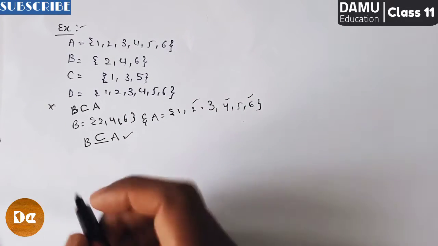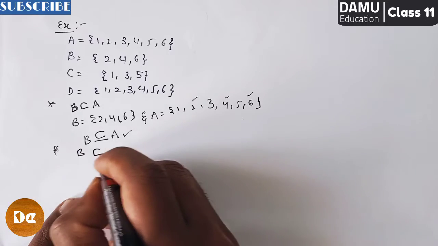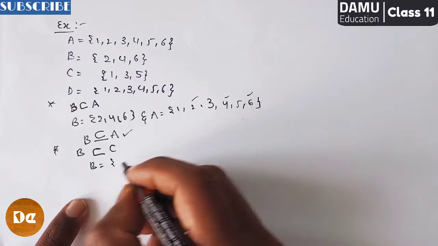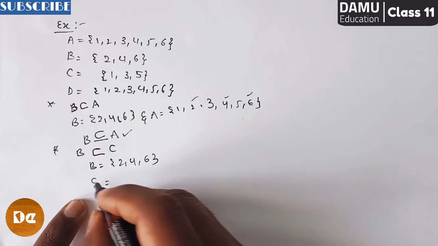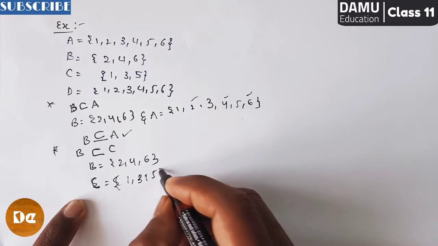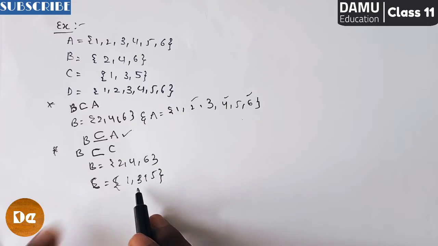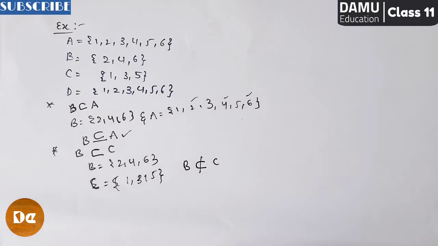Let's take another one. Is B a subset of C or not? B has 2, 4, 6 and C has, what is that set, 1, 3, 5. The elements which are present in B are not present in C. So for that you can write B is not a subset of C.